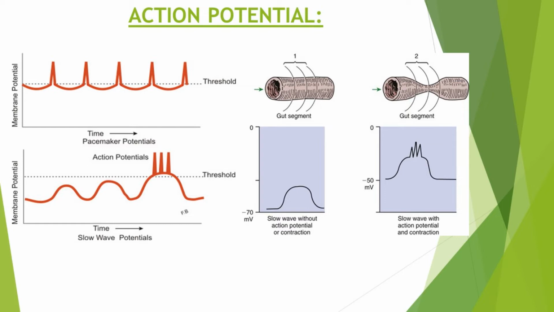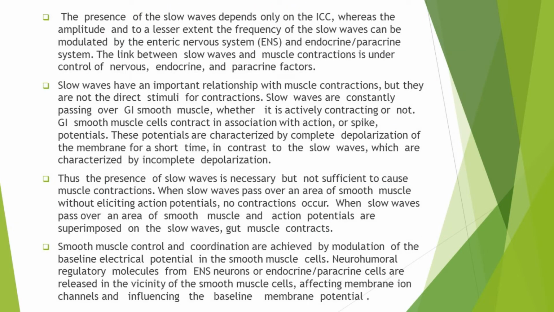The actual stimulus for contraction is the action or spike potential, and these spike potentials are produced only when there are slow waves. As these slow waves are characterized by incomplete depolarization, the spike potential or action potential is characterized by complete depolarization of the membrane, and because of this complete depolarization, contraction occurs. So the modulation of these slow waves in order to produce action potential or spike potential is under the control of the nervous system, that is the enteric nervous system, and endocrine and paracrine factors.